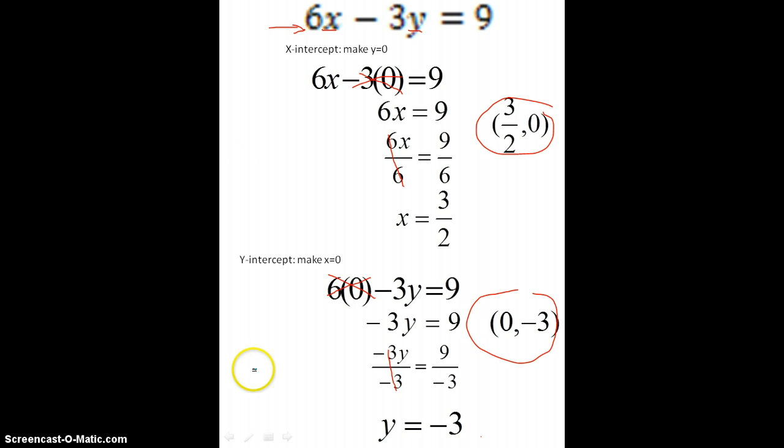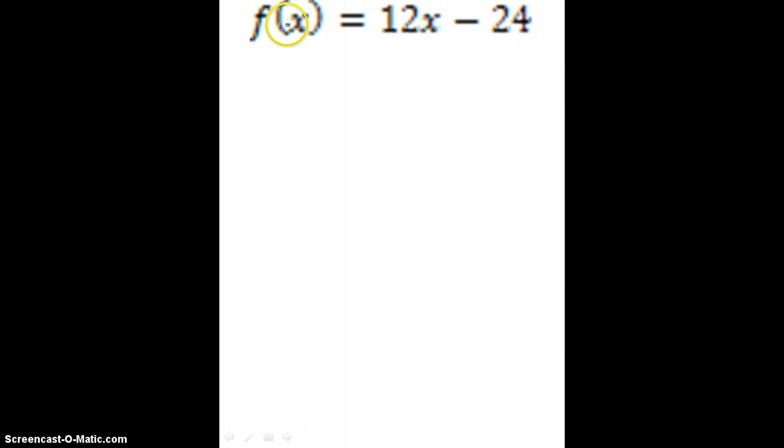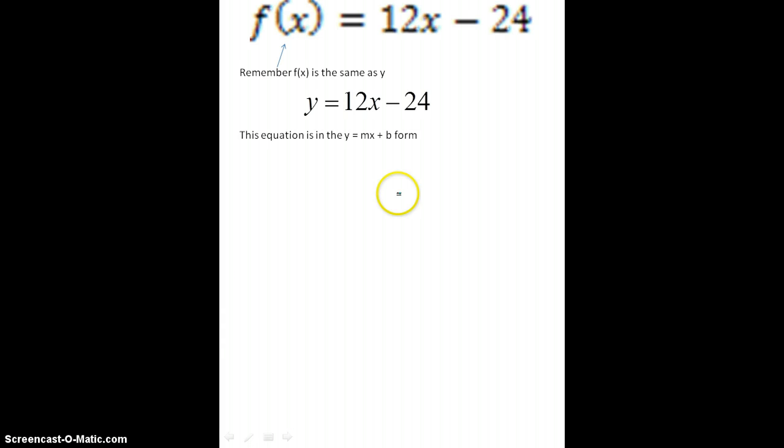Okay, so now let's look at another example. If we have f of x equals 12x minus 24. Well, remember, f of x is the same as y. So we can rewrite it as y equals 12x minus 24. Now, remember this is in y equals mx plus b form. So since it's in that form, this negative 24 is going to be our y-intercept. So if I make it a point, it will be 0, negative 24.